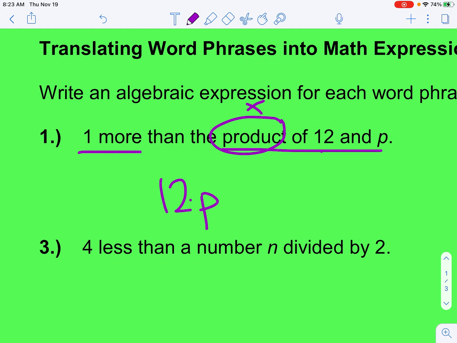And if you want, you could put a multiplication sign in between there, but you don't need one because 12 with p right next to it means multiply. Alright, so I have one more than the product of 12 and p. So I'm done with this part. How do I figure out what one more is? I know I'm going to have a 1, but what's the more stand for? It stands for adding. So my algebraic expression is 12 times p plus 1.